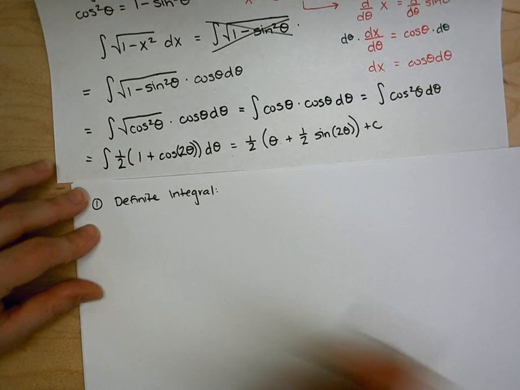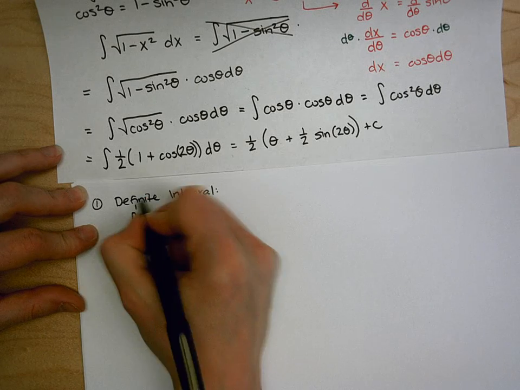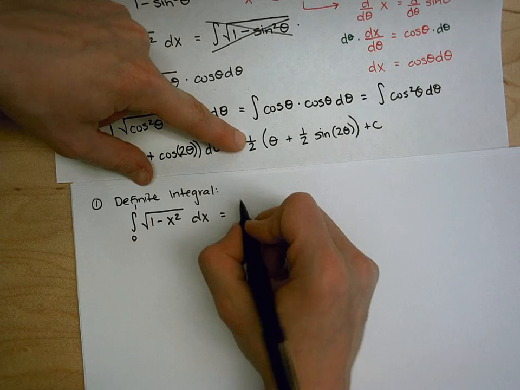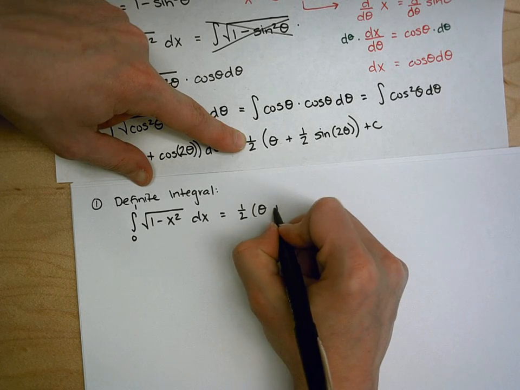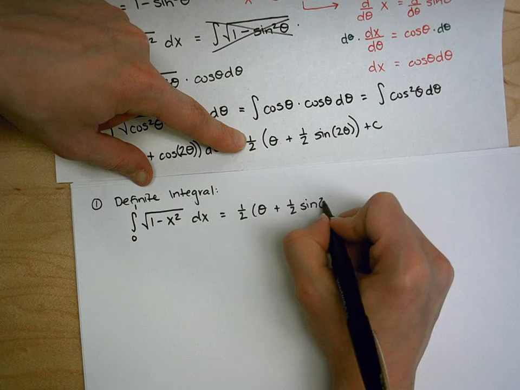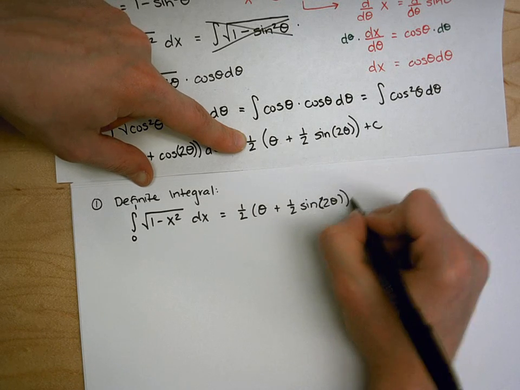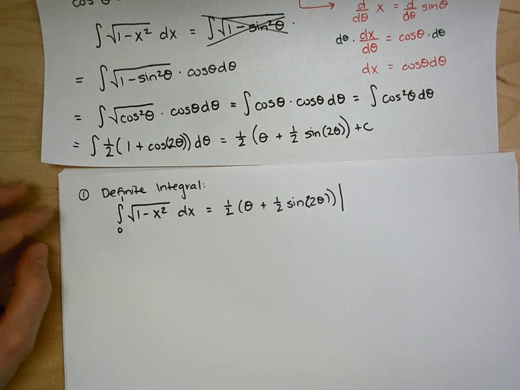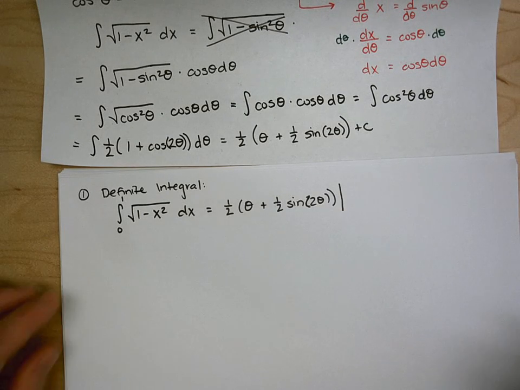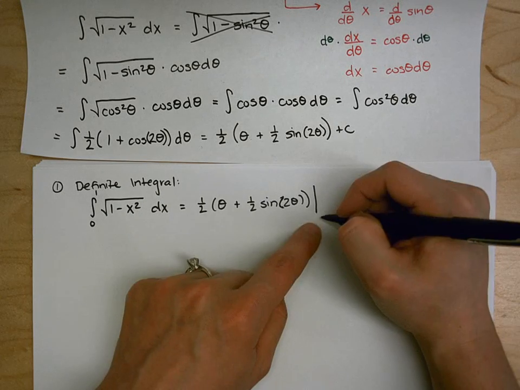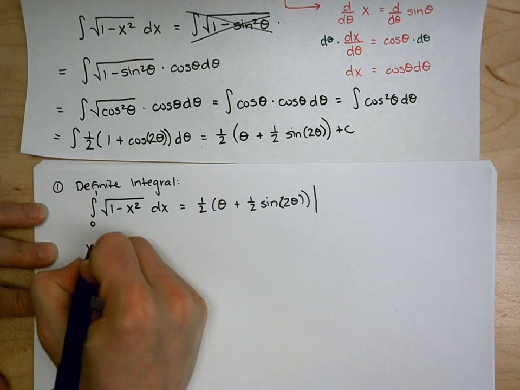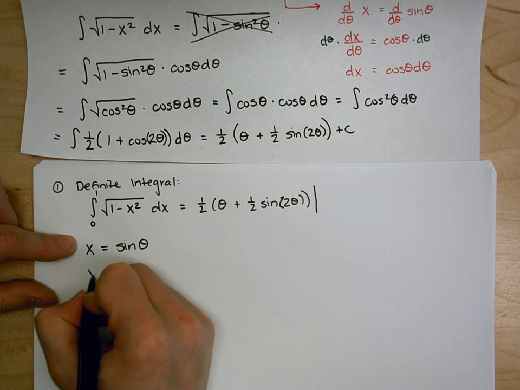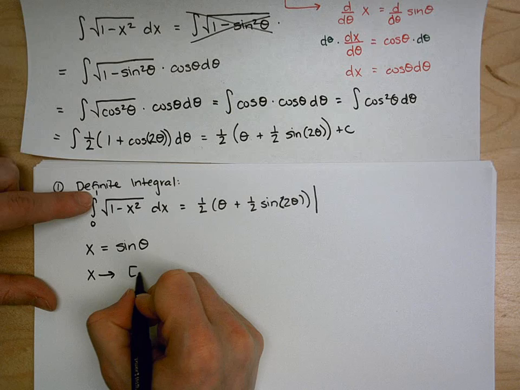So again, what we did is we went from 0 to 1, square root 1 minus x squared, and we were able to write that as 1/2 theta, 1/2 sine 2 theta. And I'm not going to worry about my plus c because I'm using a definite integral and I now want to evaluate. So I'm going to put my evaluate bar here. But here's the thing, this is not going to be from 0 to 1, right? x equals sine theta. That was my original choice. x is ranging from 0 to 1.